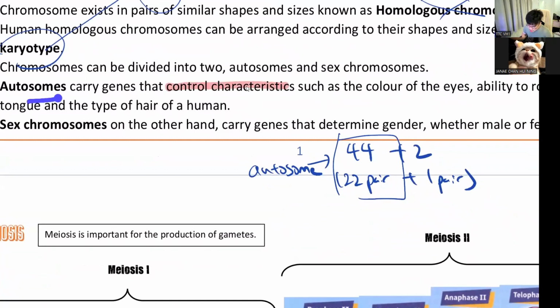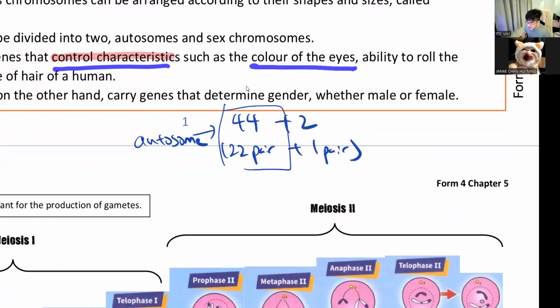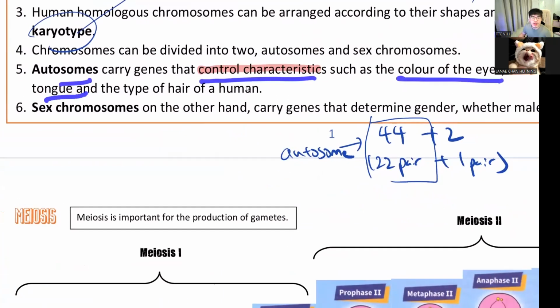Your autosomes will control characteristics such as the color of your eye and the ability to roll your tongue. Can you do this? I'm sure yes, right? Throughout my teaching career of 12 years, I've only met like 10 odd students that cannot roll their tongue.